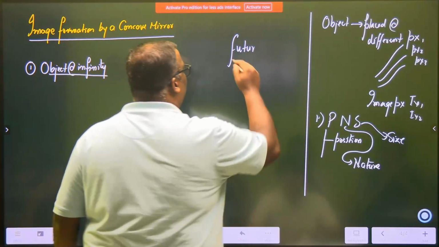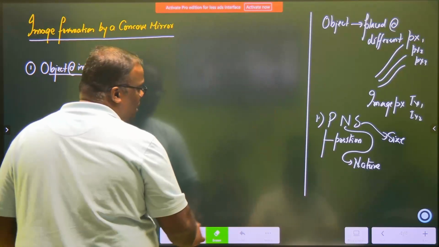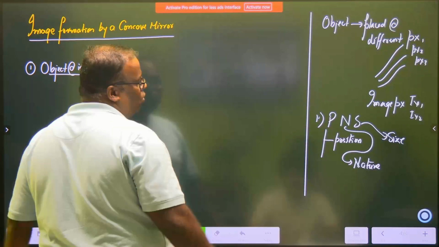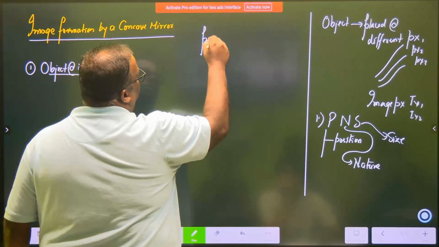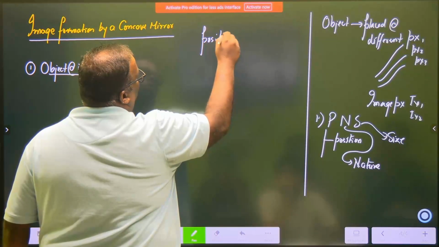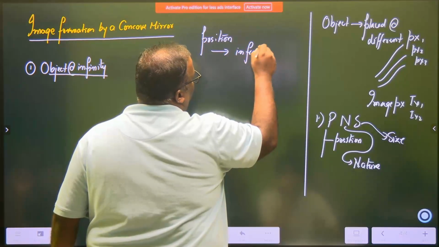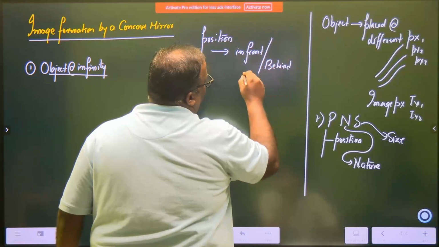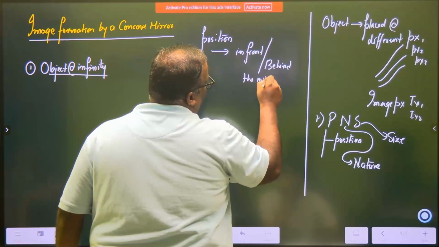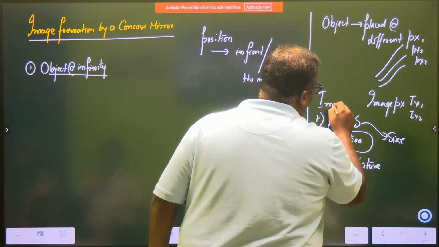So this becomes fachure. Okay. So we have to comment on position, size. When we talk about position, children, all you have to say is in front of or behind the mirror. That's all. In front or behind. And all these you have to comment for the image.